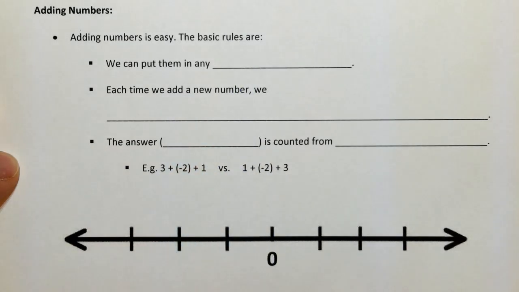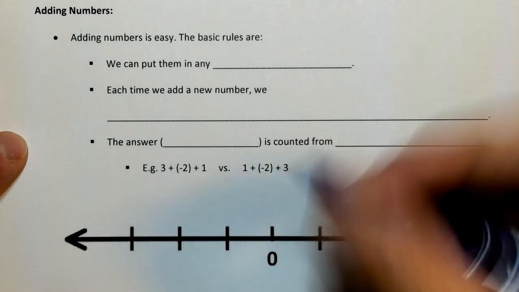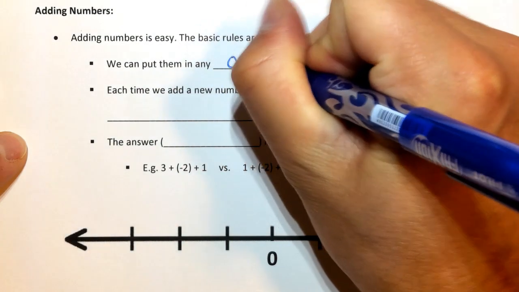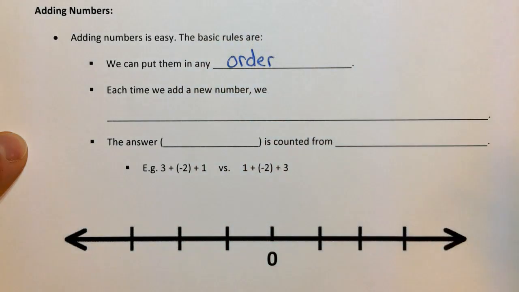Because we don't always think about the rules for adding numbers when we do it. We just do it instinctively. It's second nature. So let's slow down and think about the rules for adding numbers. The way I like to think of it is there are three basic rules for when we add numbers. We can put them in any order. For example, 1 plus 2 is the same as 2 plus 1.